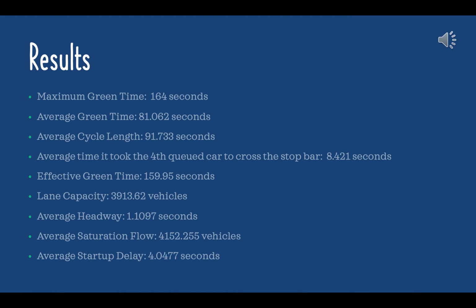The following results were calculated after observing 2 through lanes heading westbound at the intersection of Technology Parkway and South Marietta Parkway Southeast. We observed the green time, the cycle time, the timing of the 4th vehicle, and the timing of the last vehicle in the queue.